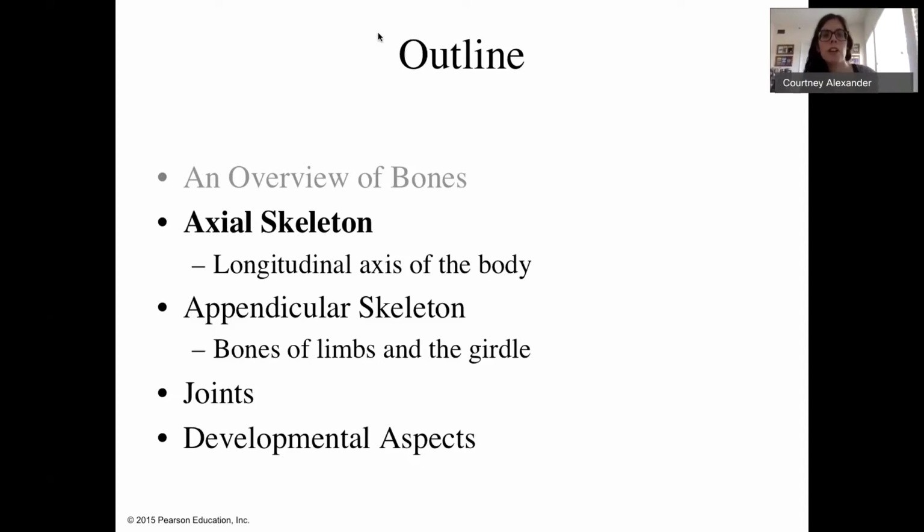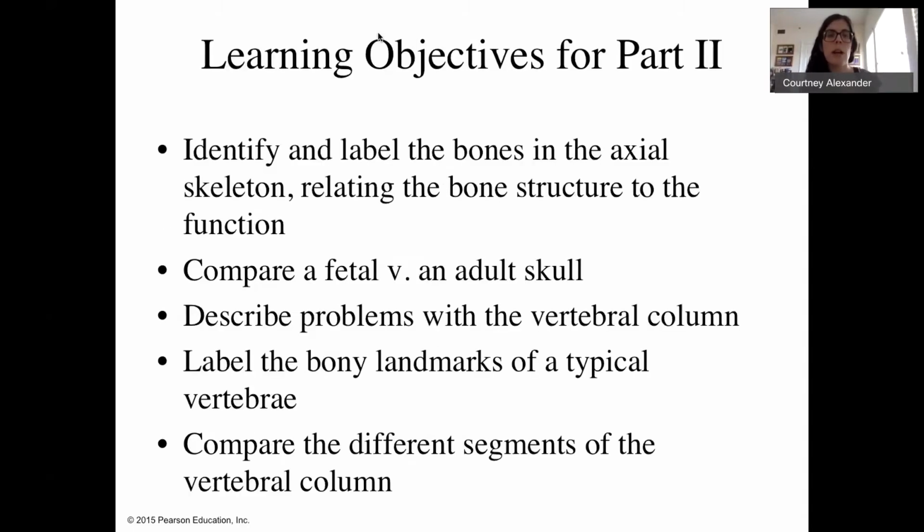In this video, we're going to talk about our axial skeleton, which forms the longitudinal axis of our body. And our learning objectives are to identify and label the bones in the axial skeleton and relate bone structure to function, to compare a fetal skull with an adult skull, to describe problems with our vertebral column, to label some bony landmarks on a typical vertebrae, and to compare different segments of that vertebral column.